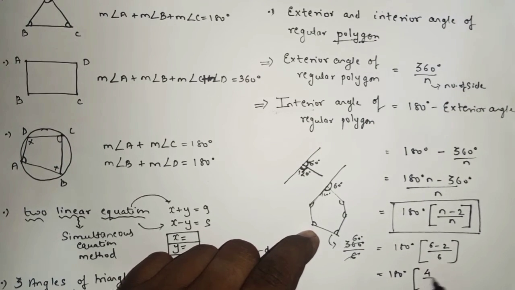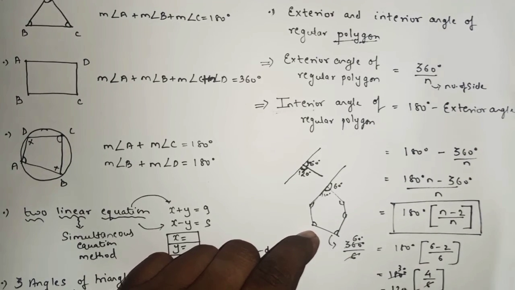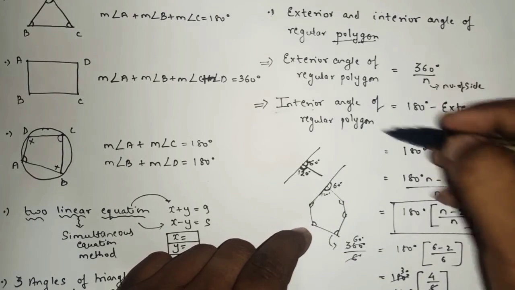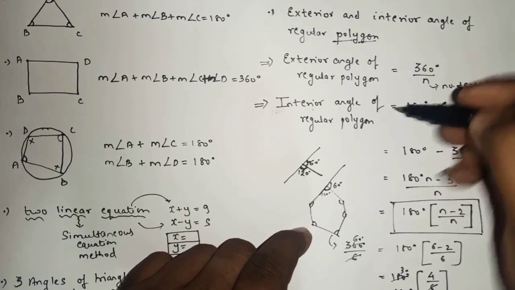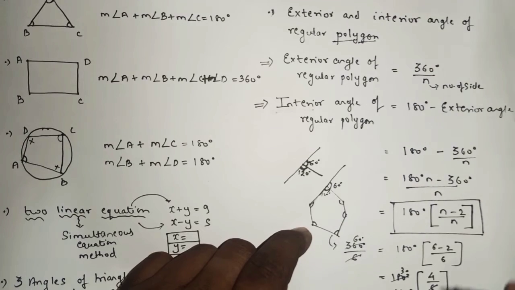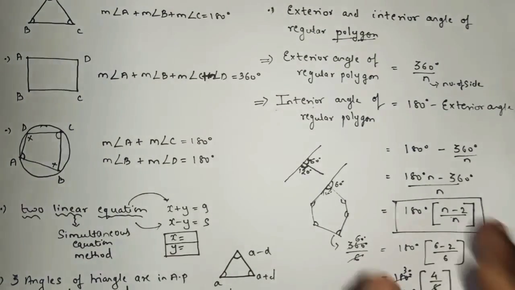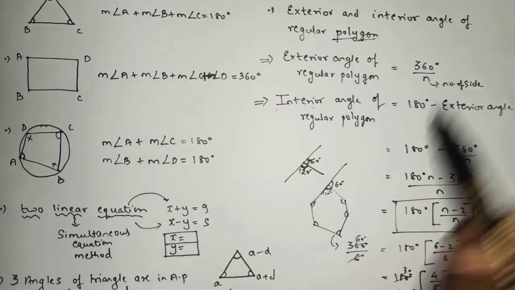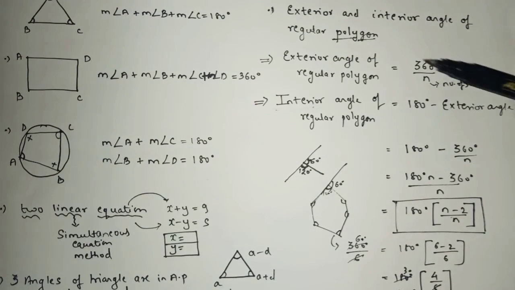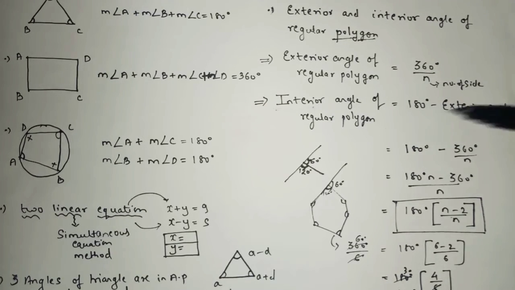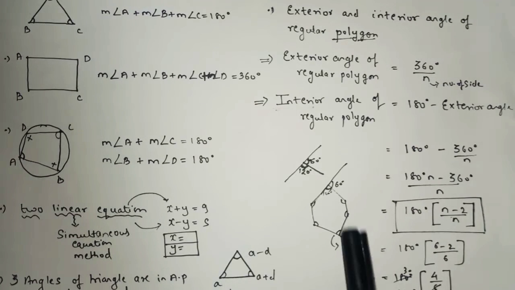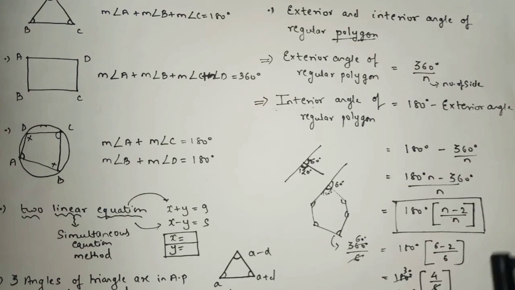6 minus 2, which is 4, upon 6. 6 ones are 6, 30s are, so 4 times 30 is 120. By using these two formulas we got 120 degrees, and by using this direct formula also we got 120 degrees. So it is up to you. Either you can split it into two steps, first finding the exterior angle and then the interior angle, or use this formula to find the answer quicker in any competitive exam.